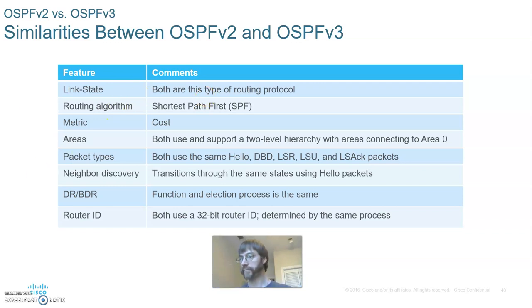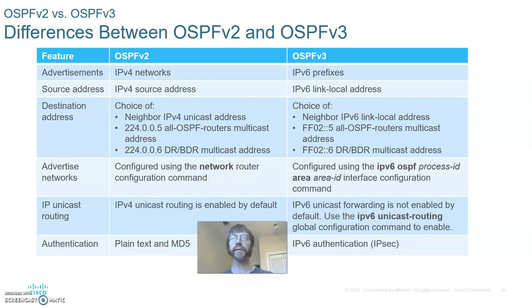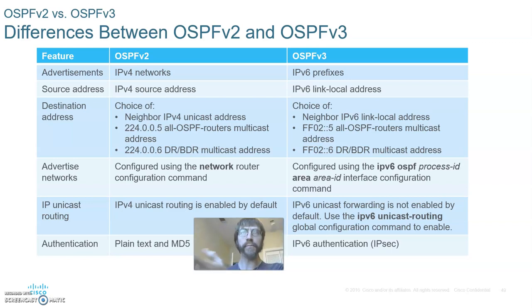Now, let's talk about the differences. The most obvious difference is that v2 supports IPv4 and v3 supports IPv6. You wouldn't honestly expect OSPF v3, if it's only supporting IPv6, to advertise IPv4 networks. One of the other big differences is that your v6 router advertises prefixes. The prefix is really the network ID for your IPv6 network. It's the same idea, just the terminology is different.